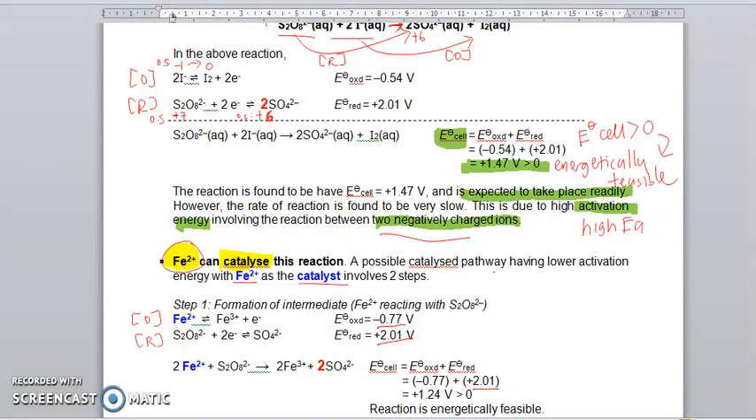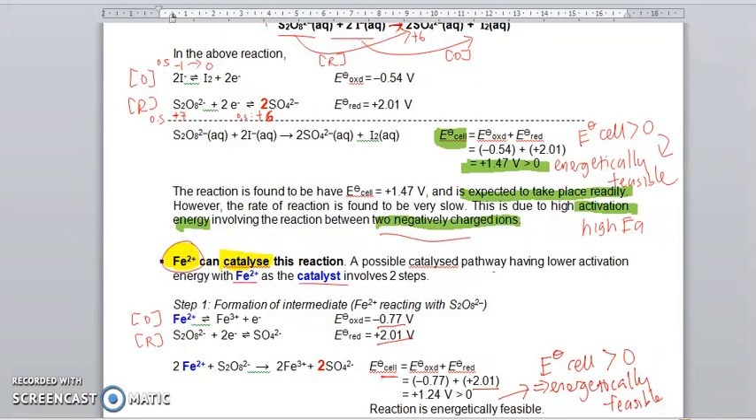And the E0 cell is positive. And you know that a positive E0 cell tells us that it is energetically feasible. This first step that we propose is feasible.